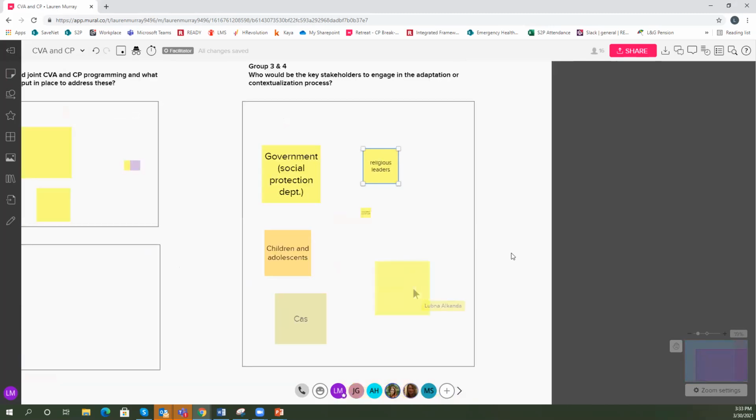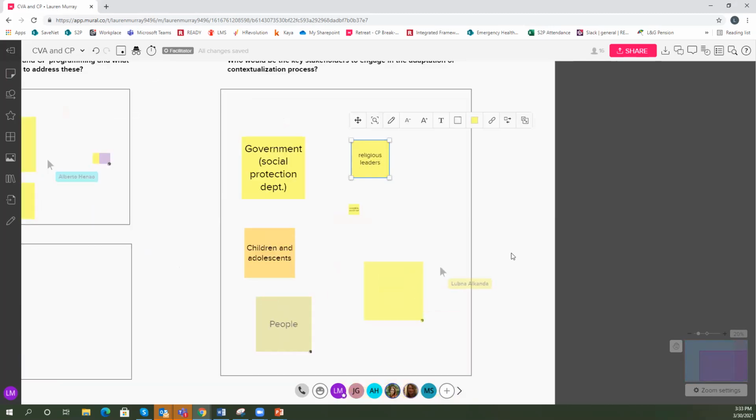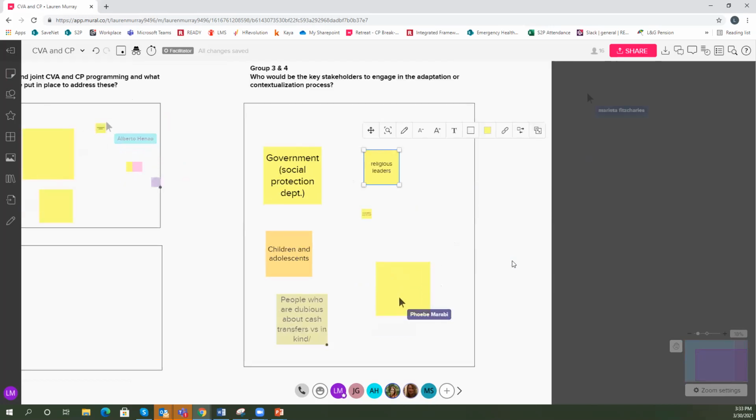I think when it comes to the fact that we have so many sectors working together, in order for this to be successful, we really need the buy-in of MEAL, of cash teams, and of child protection teams. And that might all sit within the same organization, or it might well be an interagency effort, or even working with the government. So I think also thinking about those different stakeholders that we would want to engage.